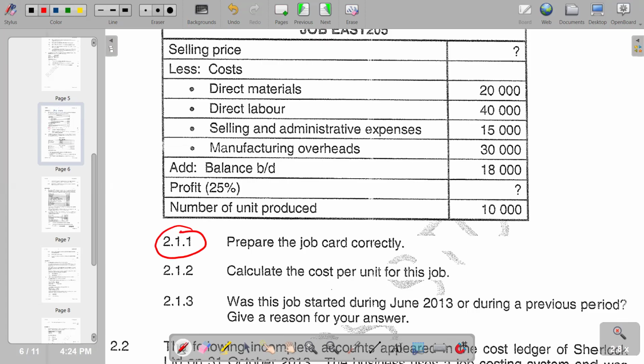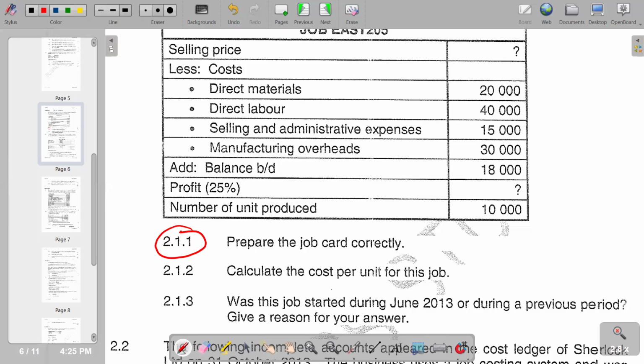Remember, in preparation of a job card, you are supposed to start with the balance brought forward. That is the balance b/d from the previous period, which is going to be the balance b/d for the current period. And then you're supposed to first add the direct cost, or you can say first add the prime cost. Remember, prime cost is direct labor cost plus direct material cost. So we start by adding direct materials, then we add direct labor, and then we also add manufacturing overheads to get the total production cost.